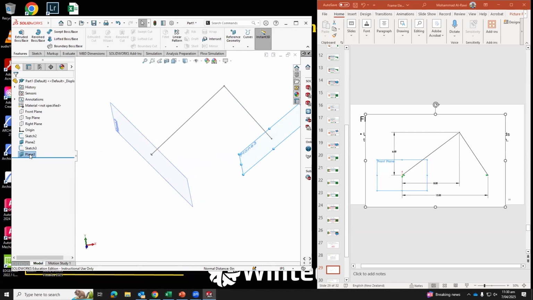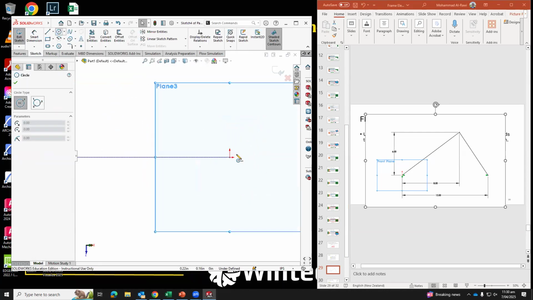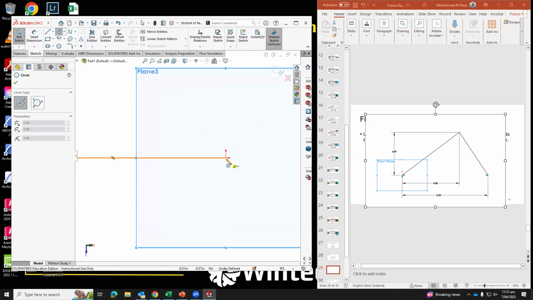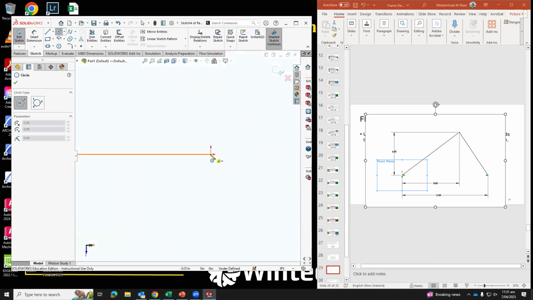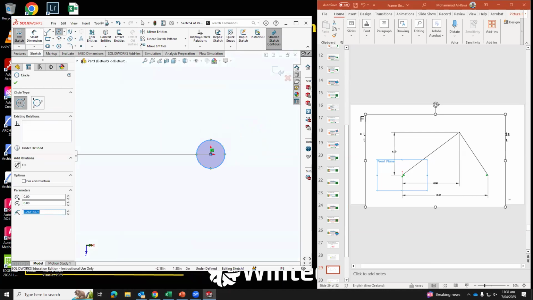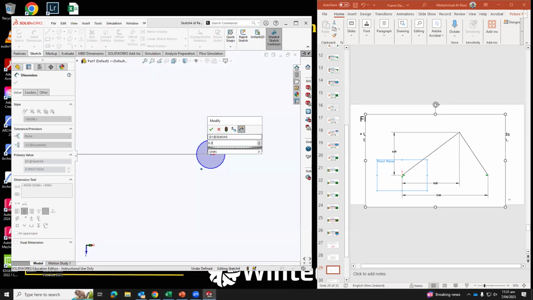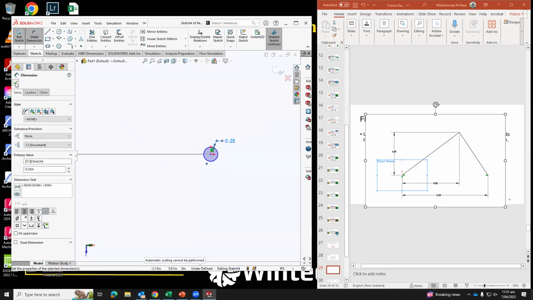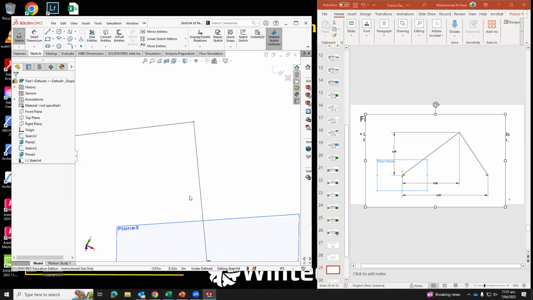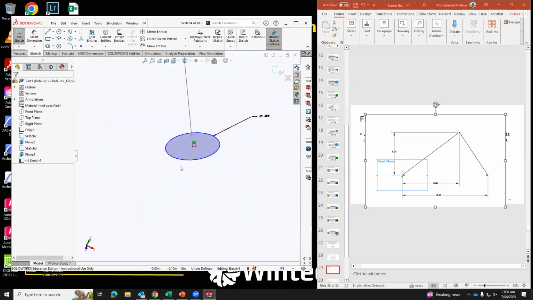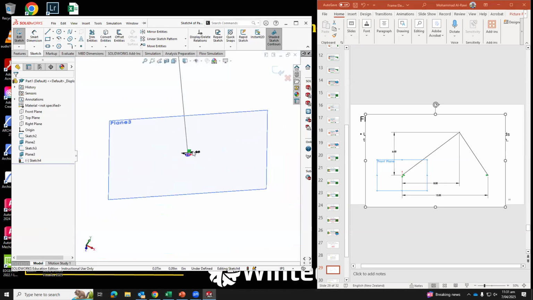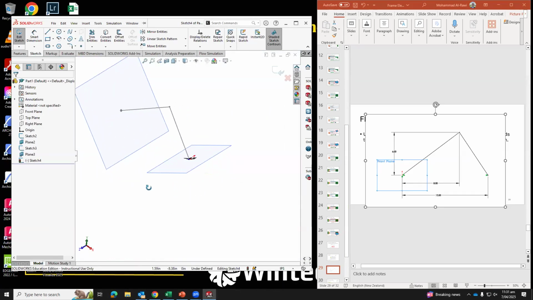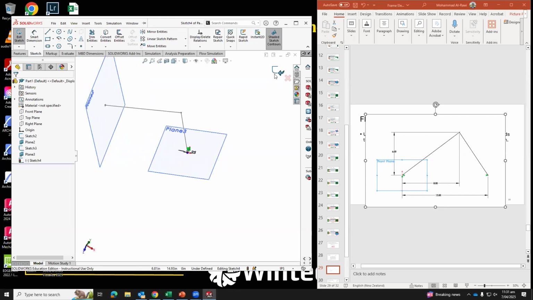Now we still have plan 3 active. Sketch, circle from the centroid of that point. Smart dimension 25.25 inch. If I'm doubting something, always go and check. Is that really sketched on plan 3? Yes. Is that correct? Yes. And then you exit that.